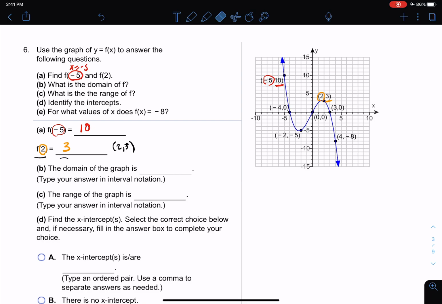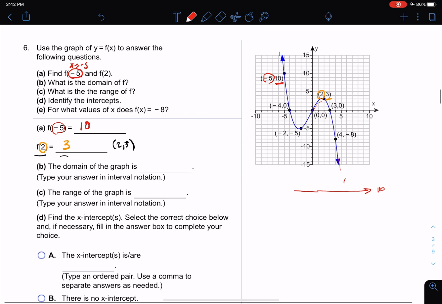Okay, now what's the domain of the graph? And remember, the domain is going to be the set of all x values. And if I start at 0, this thing is going down, down, but it's still going to the right forever, so that means it goes forever to the right, positive infinity. This goes down and goes back up, but it's still going up to the left forever, so it's going forever to the left. That's negative infinity. So there is the domain. All reals, which is negative infinity to positive infinity. Be careful. It says please answer in interval notation, so that's why we had to use interval notation.